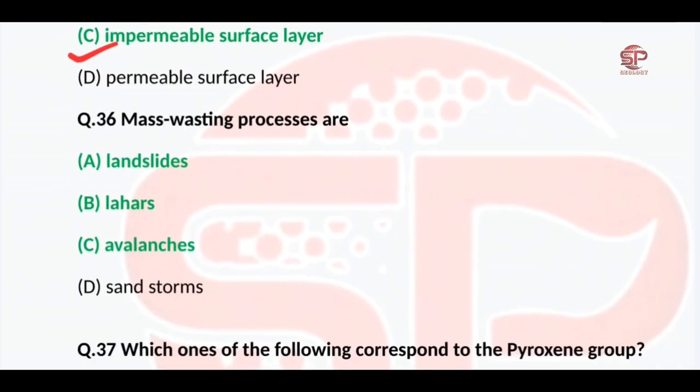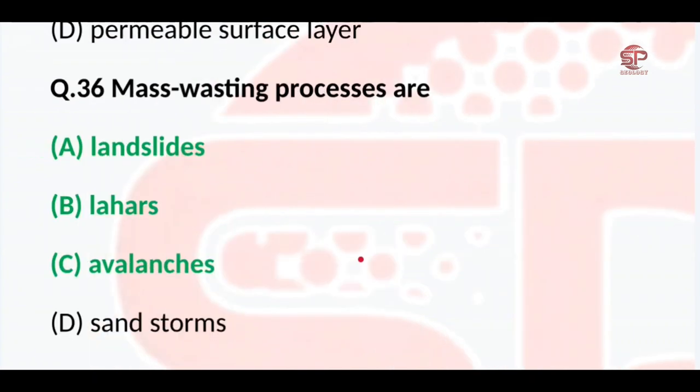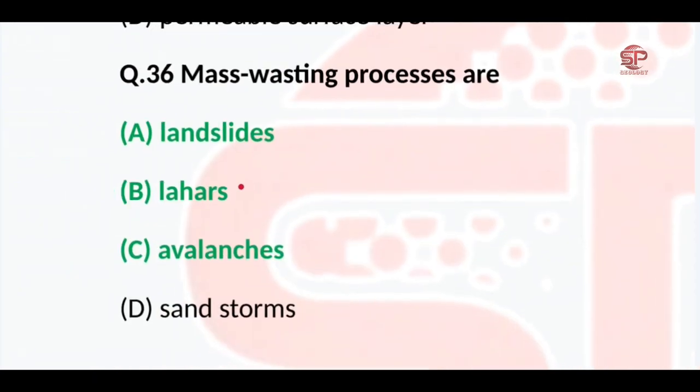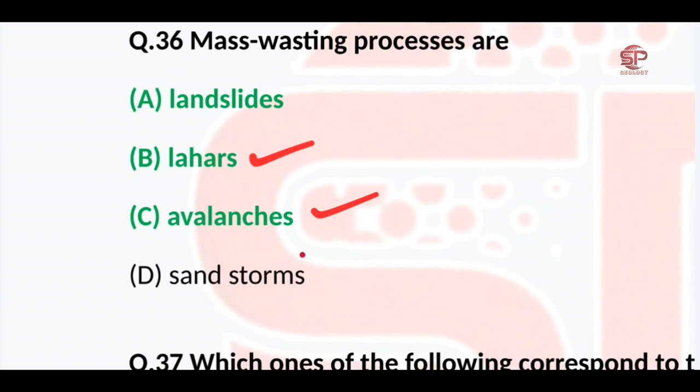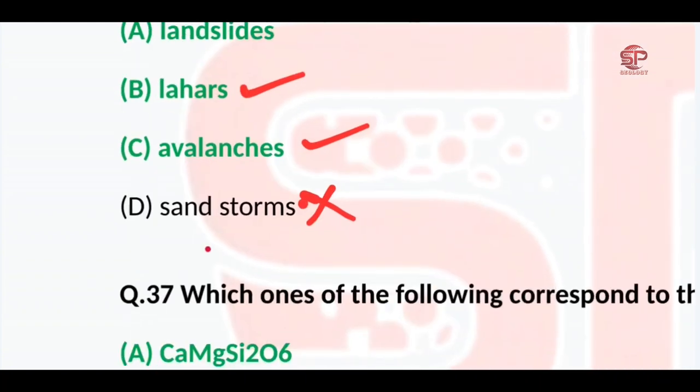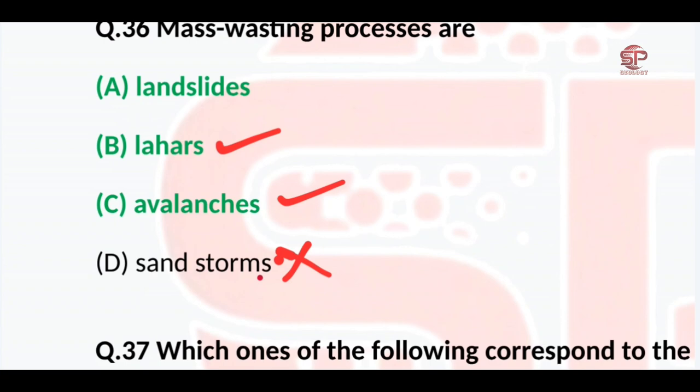The mass wasting, mass movement: landslide is a mass wasting process. There is a mass wasting which is associated with volcanic condition. The avalanche is also a mass wasting associated with glacial condition. Sandstorm is not a mass movement condition, it is just a wind storm condition. So the answer will be A, B and C.